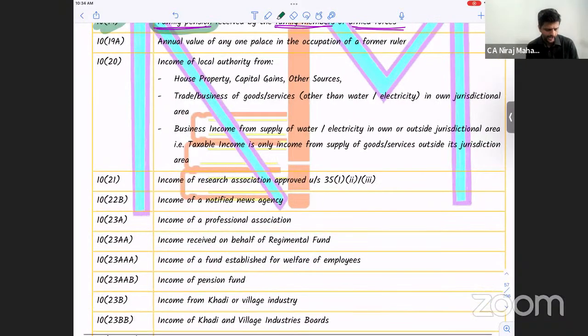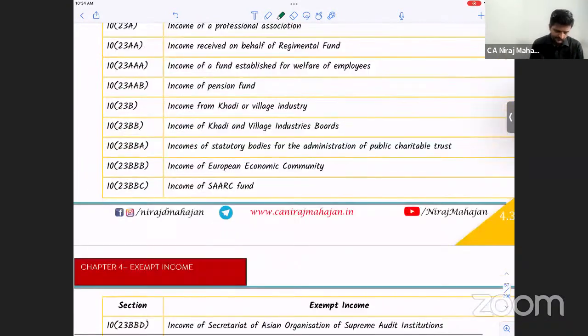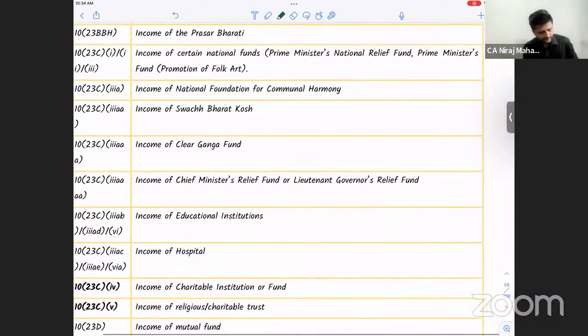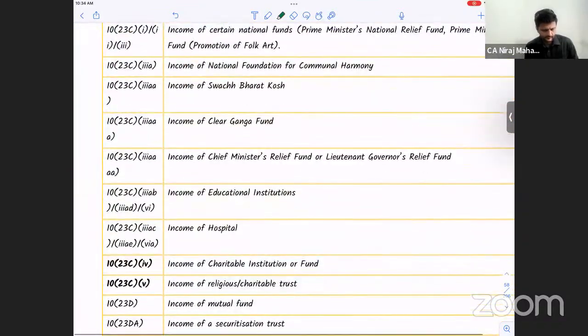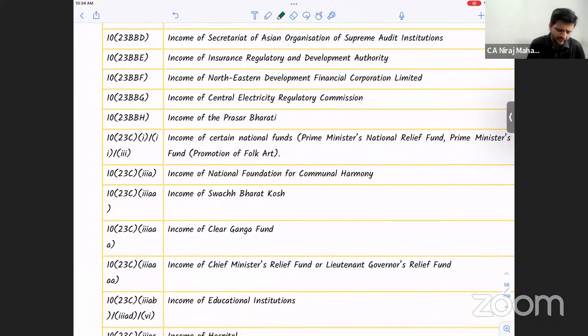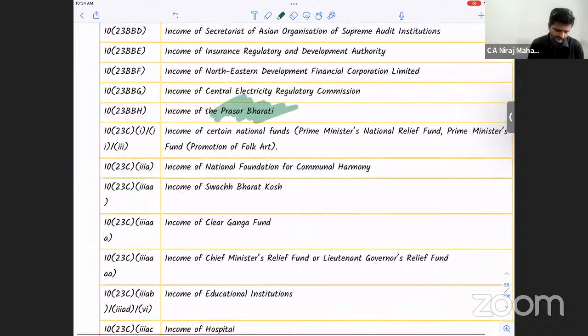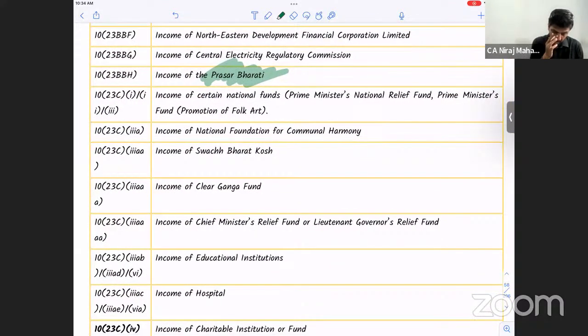Then others, we don't have to do much in detail. Prasar Bharati, do you remember or do you know Prasar Bharati? Income of certain national funds. DD News. Yeah, correct. TV channel. Doordarshan. Prime Minister National Relief Fund.